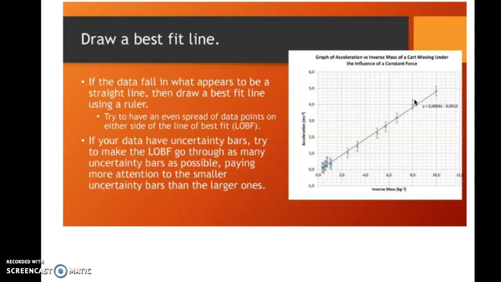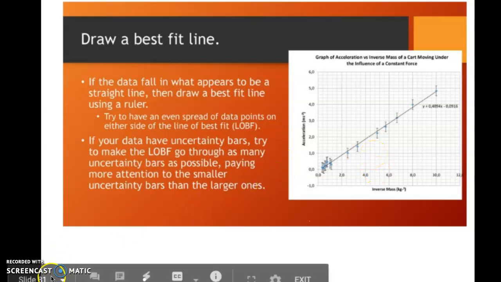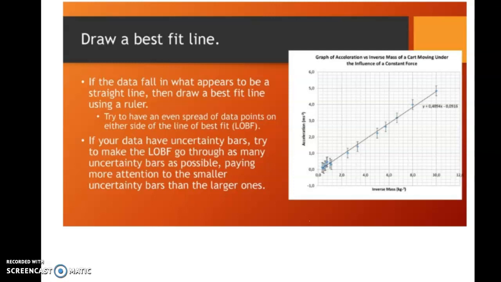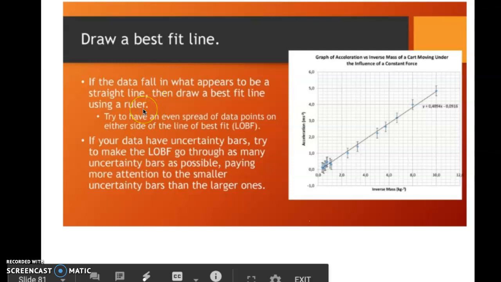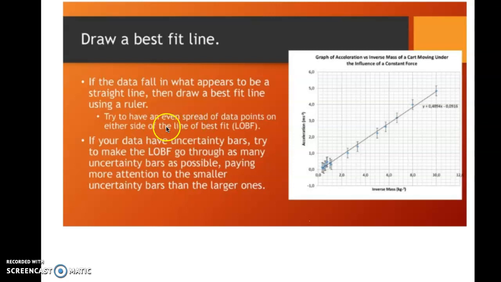If you have error bars that are enormous, then what you're probably going to have to do is think about how to do your experiment again. But we'll come to that a little bit later on. Last point with drawing lines of best fit. Use a ruler if you're doing them by hand, and make sure that you have an even spread of data points on either side of the line. This is something we'll practice in a moment.